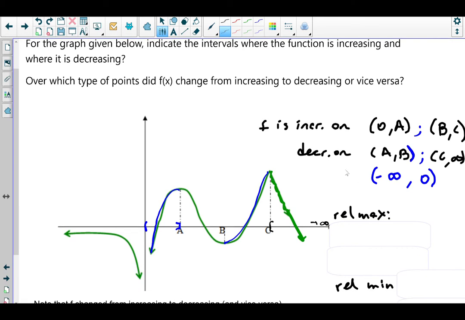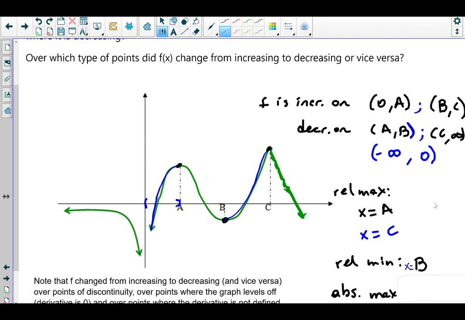Where are the relative maximums and minimums of this graph? Those are locally the highest or the lowest points. So for example, right here we have a local maximum, right here a local minimum, and right there a local maximum as well, also known as relative maximum. So at x equals a and x equals c, we have relative maximums. And at x equals b, we have a relative minimum.